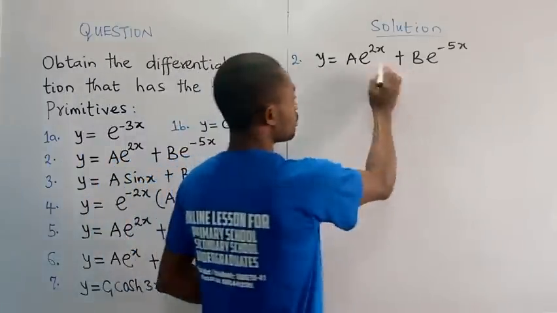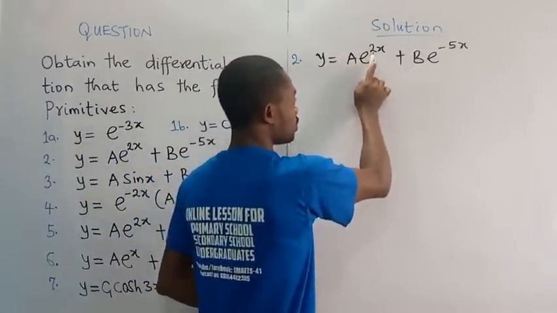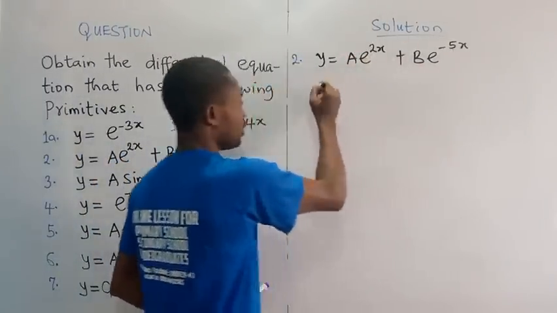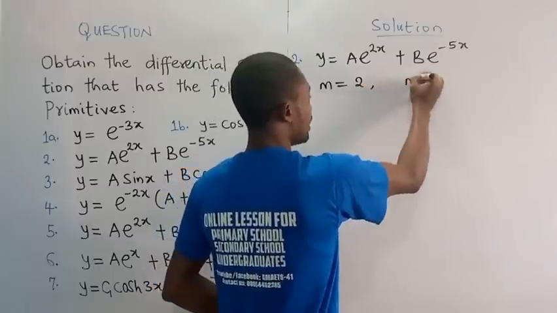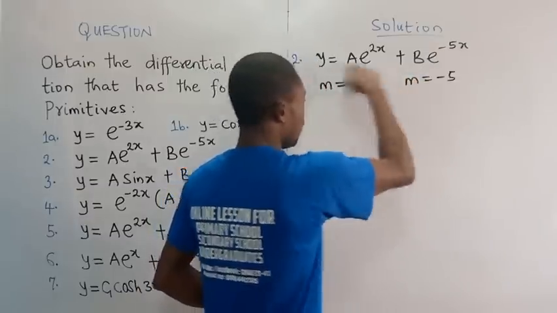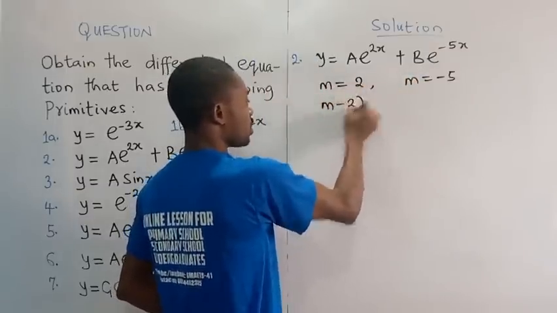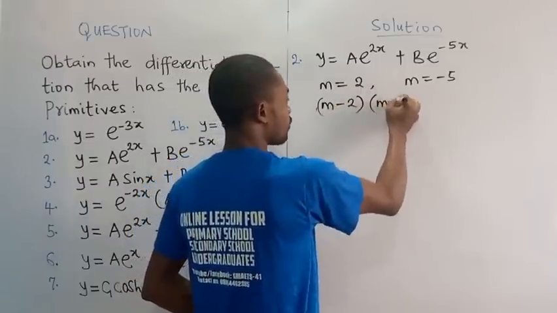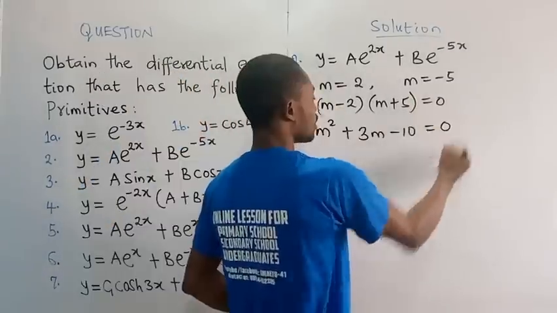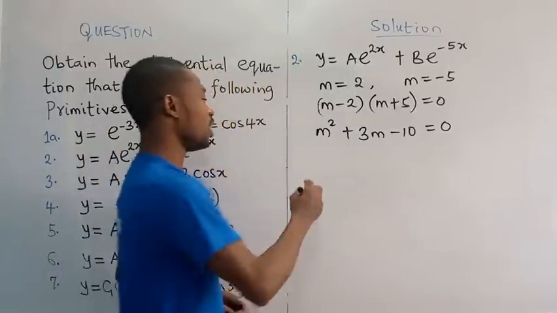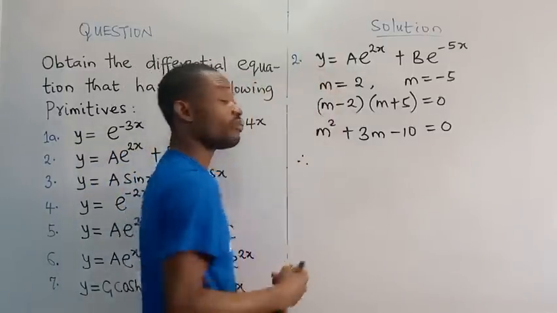And looking at this, the roots of the auxiliary equation are going to be this 2 and this minus 5. So I'm going to write m is equal to positive 2 and then n is equal to minus 5. Because moving these numbers to m, you have something like this. And then here you have m plus 5 equal to 0. We're going to expand this. And that's going to be equal to 0.